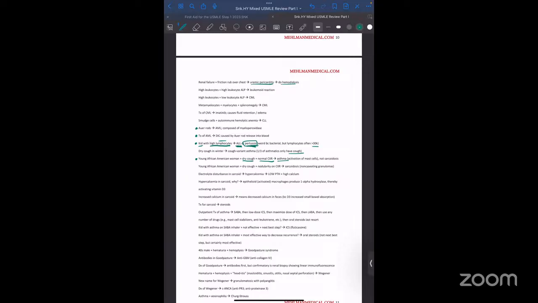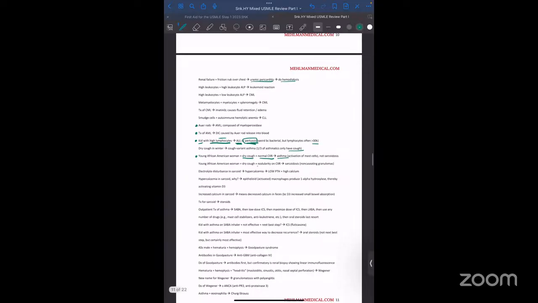Young African American woman plus dry cough plus nodularity on chest X-ray, then think sarcoidosis, which is non-caseating granulomas. Then the electrolyte disturbance in sarcoid is hypercalcemia with low PTH. This is the granulomatous conversion leading to hypercalcemia. The hypercalcemia feeds back to inhibit PTH, so low PTH and high calcium.